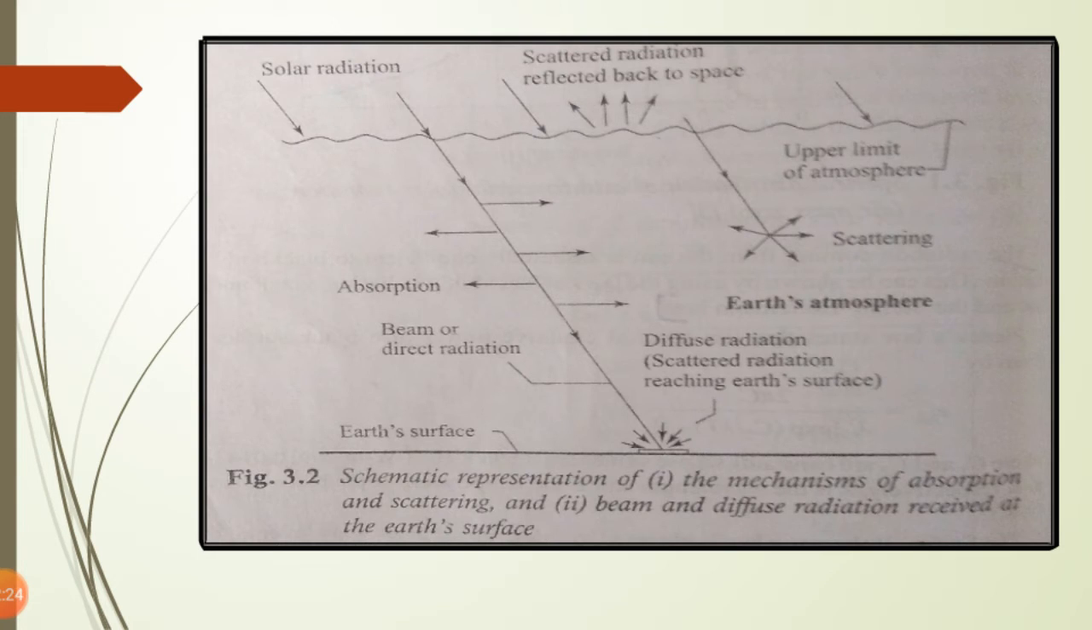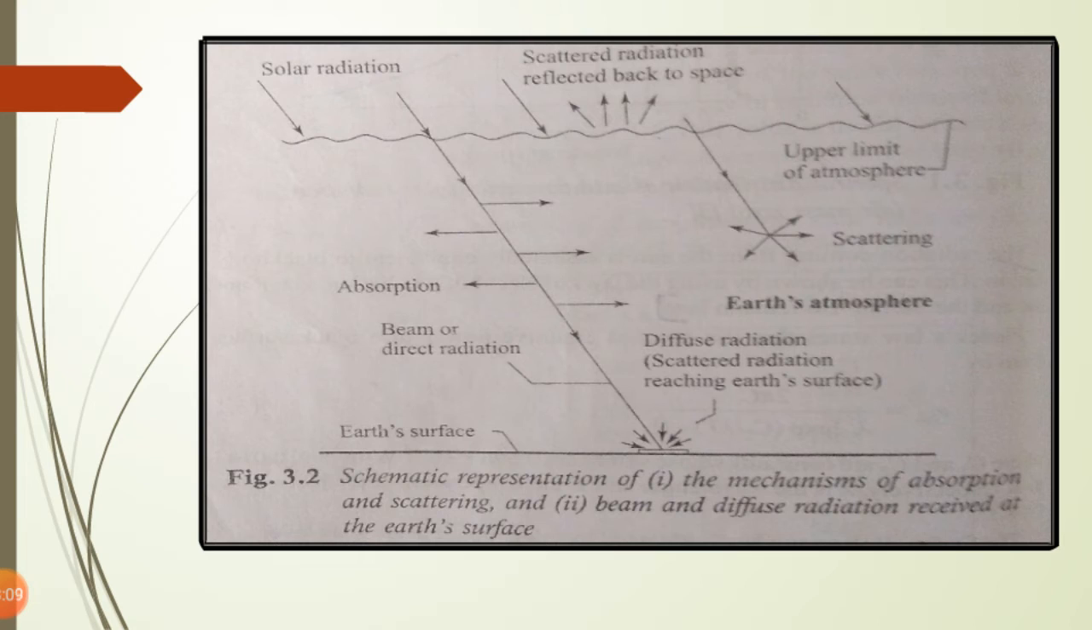Now there is solar radiation, that means the radiation coming from the sun. Some radiation comes directly towards the earth surface. That means there is no change of path or direction. So this radiation directly reaches the earth surface. The long line shown in the figure is the solar radiation that directly reaches the earth surface and is known as the beam or direct radiation.